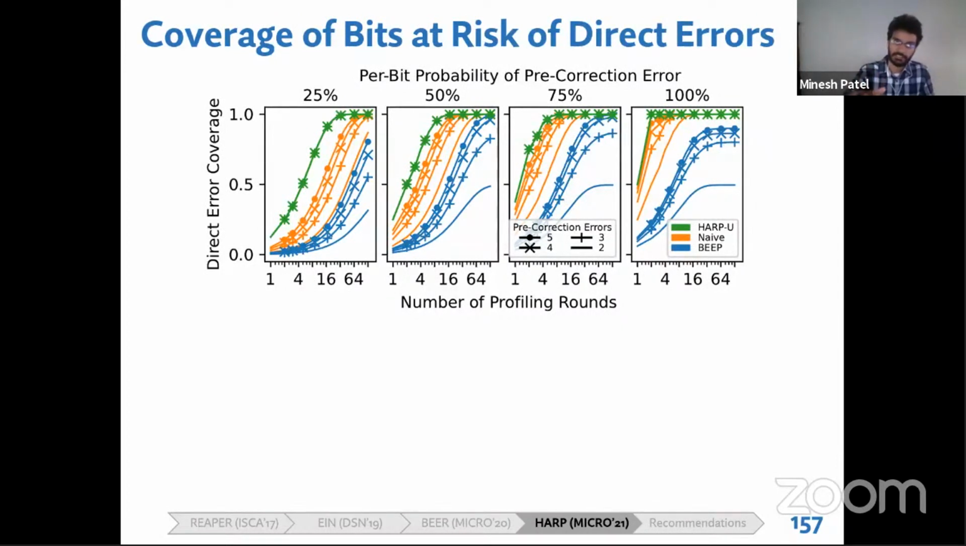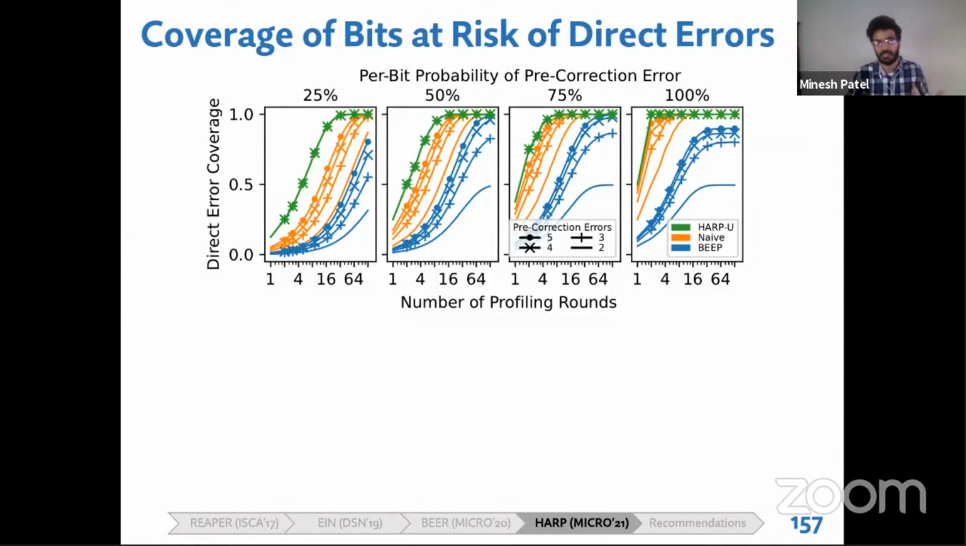And the x-axis for each of these plots shows the number of profiling rounds that elapse, and we evaluate between 1 and 128 profiling rounds for each of the different profilers. The profilers are shown in different colors. And finally, the different markers on each of the curves represent different numbers of pre-correction errors that we inject. And so in summary, all of these different curves represent different profiling configurations.